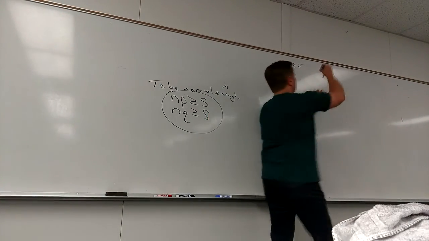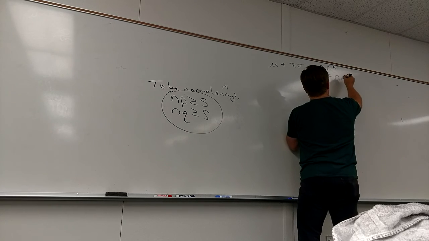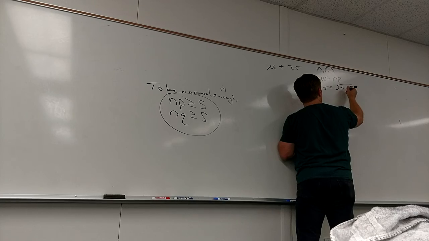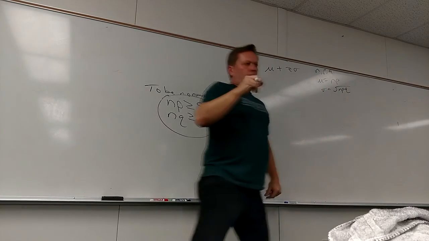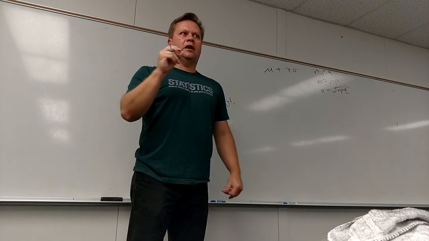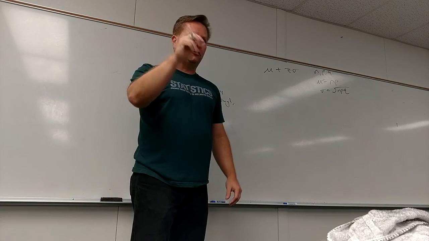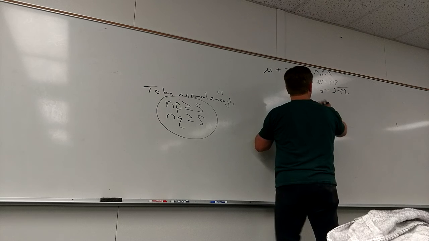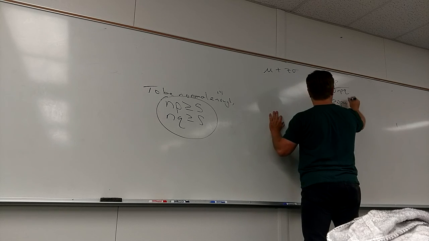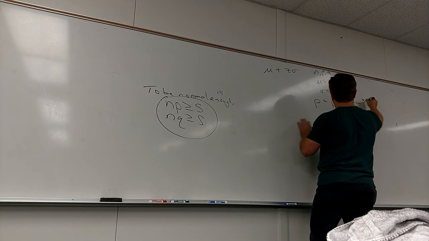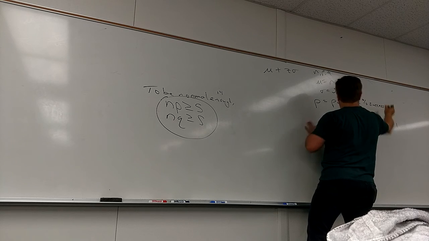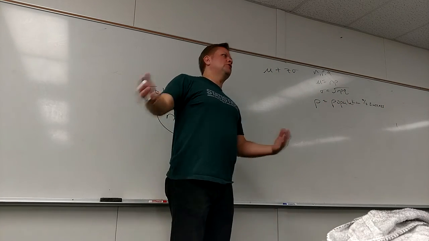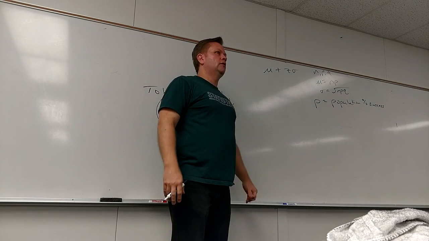What's mu again for an NPQ problem? NP. And what's the standard deviation? Now, let's talk about what that P symbol and the Q symbol really mean. P is population percent success. And Q, of course, is population percent failure.